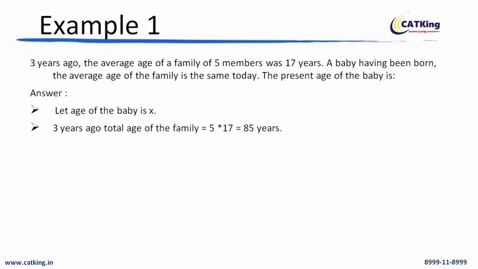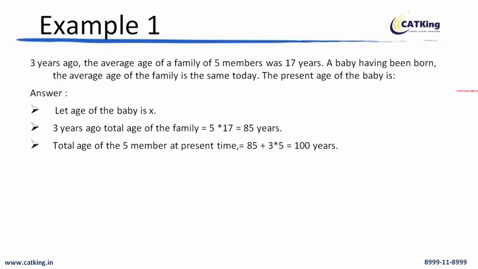So 3 years ago, the total age of the family would have been 5 into 17, 85 years. Correct? What would be the sum of these ages right now? It would be 85 plus 3 into 5, which would be 100 years. How is this 3 and 5? Can someone explain?